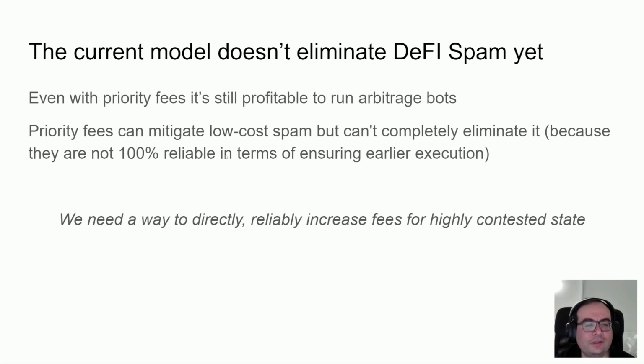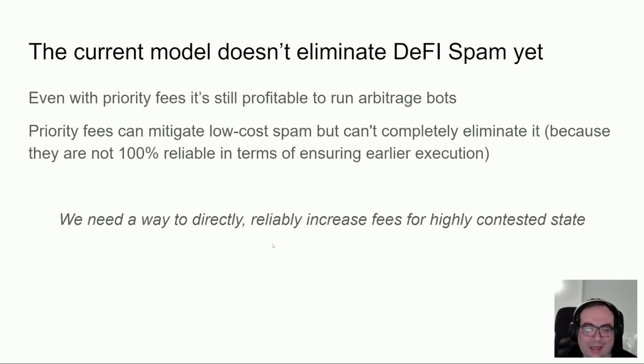Yes, since they're not 100% reliable, there is still some space for spamming. So if the priority fees are not 100% reliable, you can just try to spam and send many transactions to try to capture the profit with your arbitrage bots. So what is the solution?